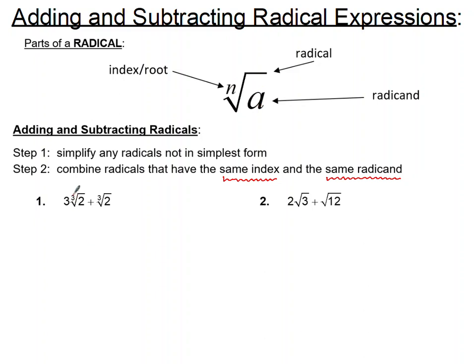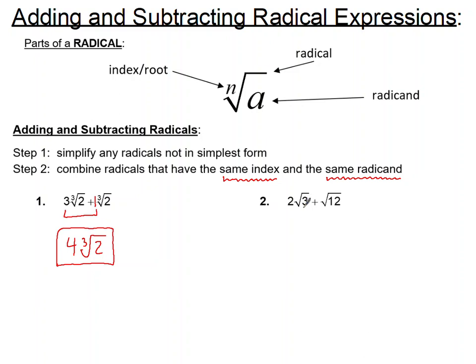In this first term, I have cube roots of 2. In my second term, I also have cube roots of 2. Since my little index is the same and my radicand is the same, I can combine these radicals together. I'm going to take the coefficient of 3 and the coefficient of 1 and add them together because that's what the plus sign means. 3 plus 1 is 4, and cube roots of 2 plus cube roots of 2 make more cube roots of 2. Nothing changes with the index, nothing changes with the radicand, and that's it. Simplified.